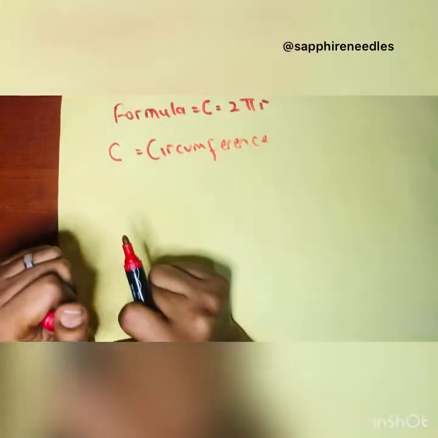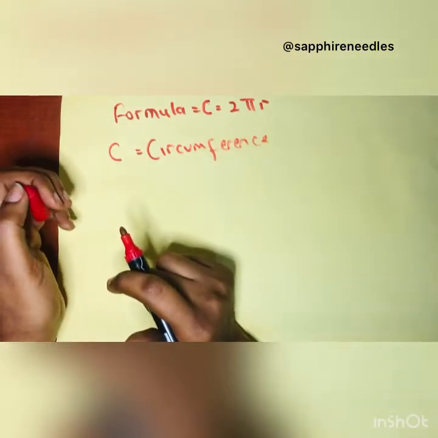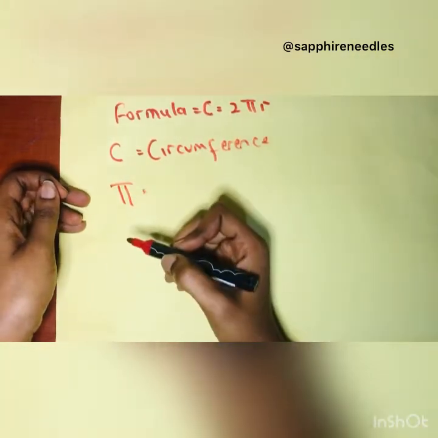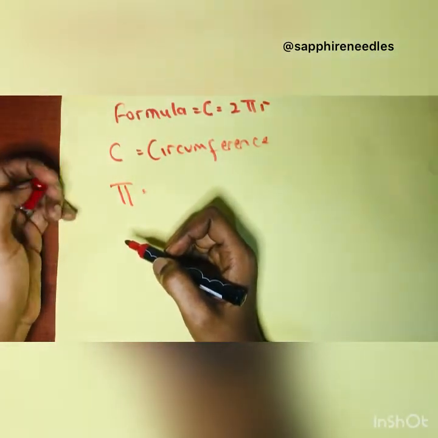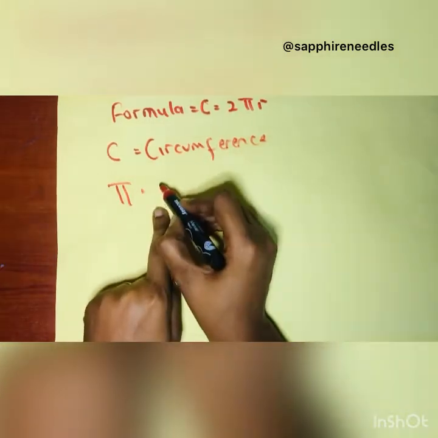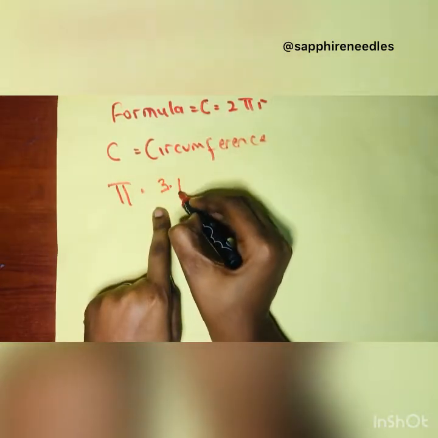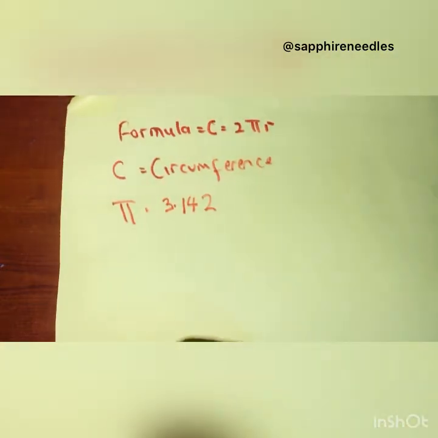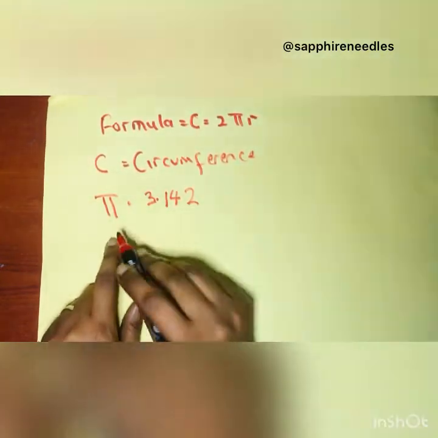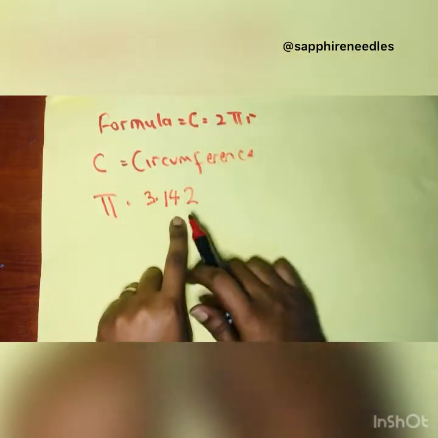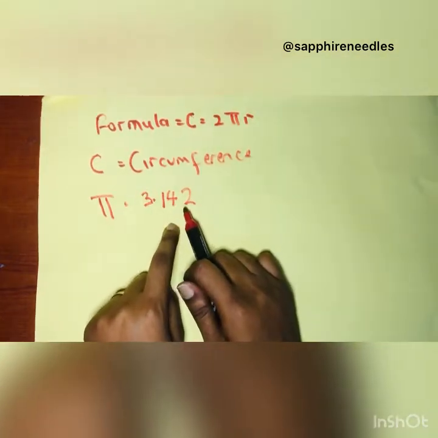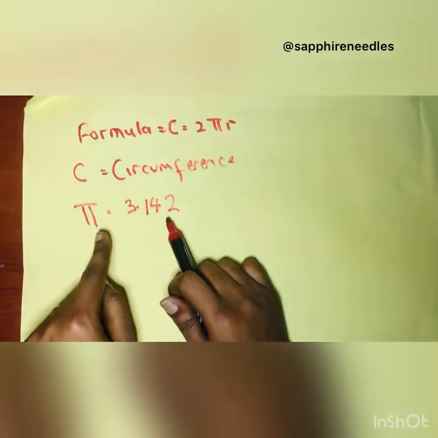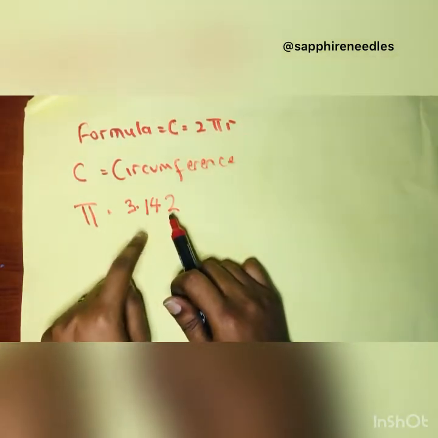2, we already know what 2 is. 2 is a number after 1. Then pi, according to mathematicians, pi is 3.142. That is pi. So wherever you see this, you know that this is what you should use to represent it. So wherever you see pi, it is 3.142.